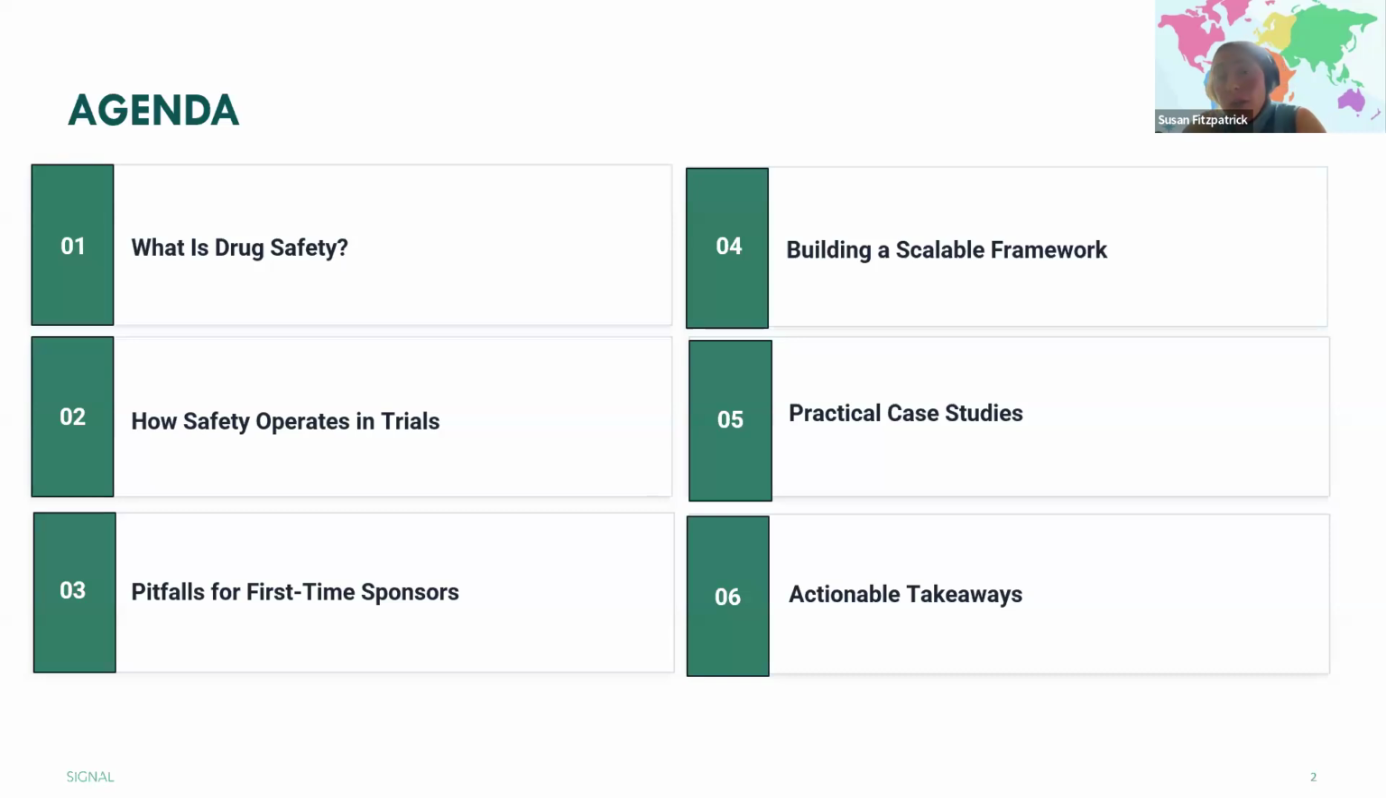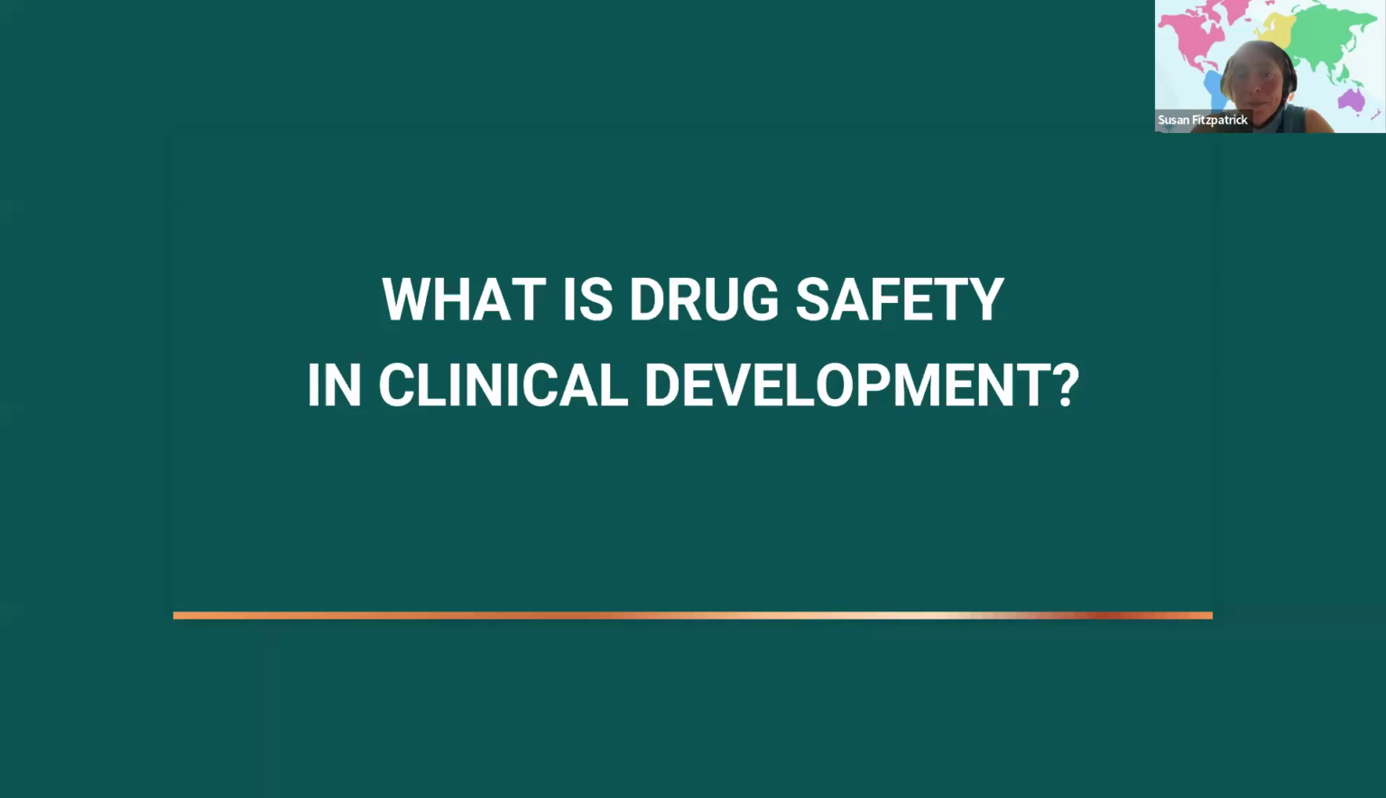Drug safety can seem like a huge topic, and rather than trying to cover everything here today, I'd like to answer some practical questions that people commonly ask. What do we actually mean by drug safety? Because I think it's often misunderstood in clinical trials. How does it work inside a clinical trial? Where do sponsors most often get into trouble? And finally, what practical steps help prevent those problems? So that's our roadmap for today. So next slide, please. So let's begin with the first question.